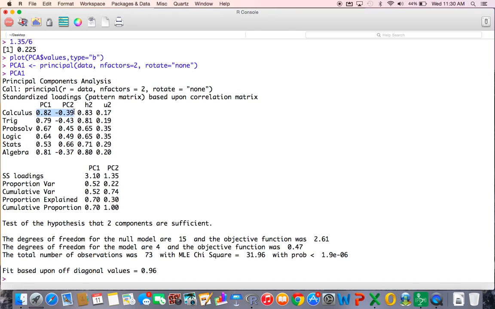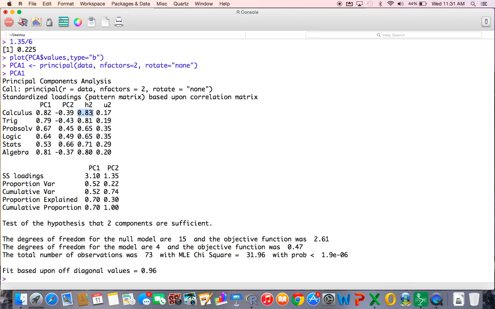This 0.82, negative 0.39, still not interesting. Why? Because we've done no rotation. Still not interesting, still not interesting. Am I making my point? Am I getting on your nerves yet? I'm getting on my nerves. Not interesting. But what is interesting now are the communalities and the uniqueness of the variance explained in calculus, trig, and problem solving. Now let me explain to you what this means.